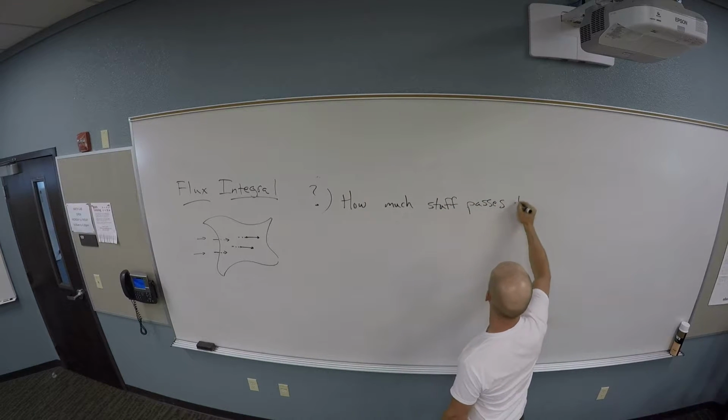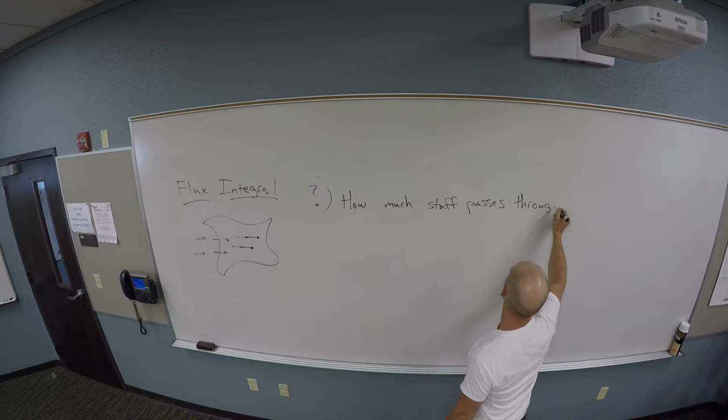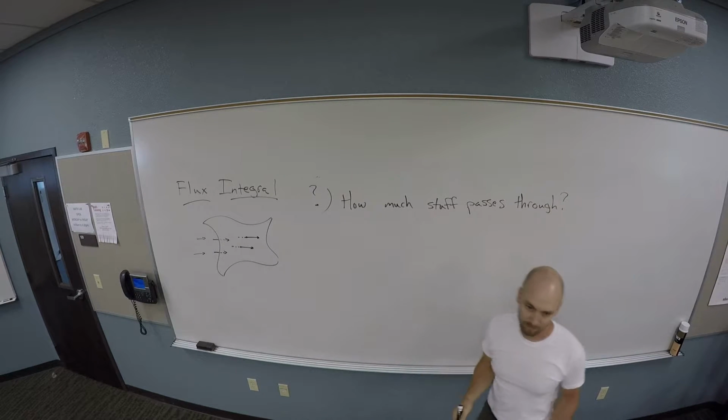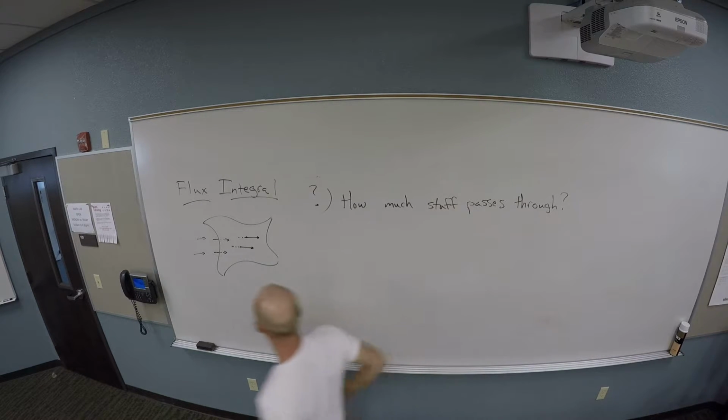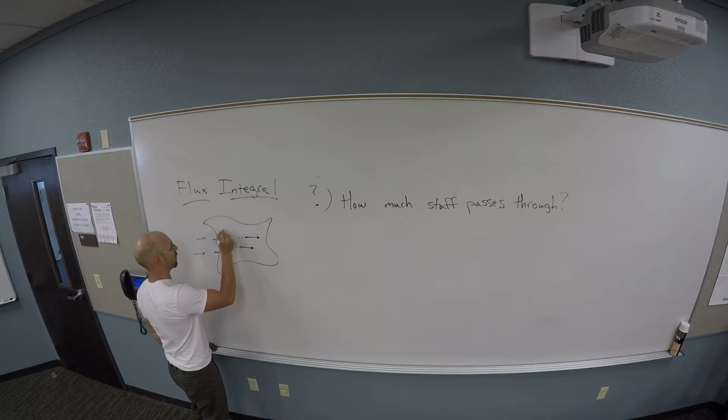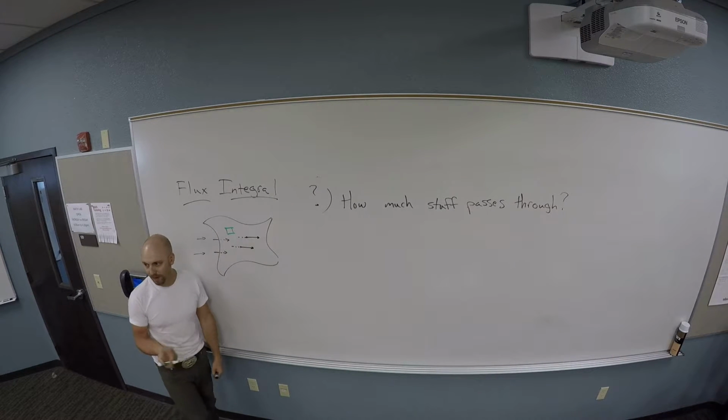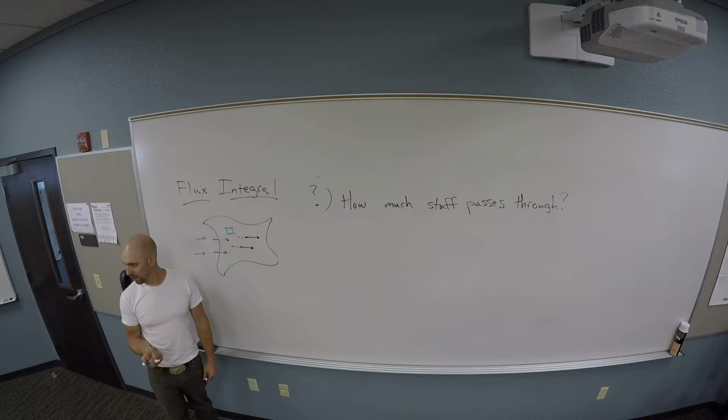So how much stuff passes through? Does that seem like it makes sense? Okay, so how can I figure that out? Rate per unit area times the total area. Really I'd like to do something like this. I'd like to take a little chunk of this area, and I might wonder, how much stuff goes through that?